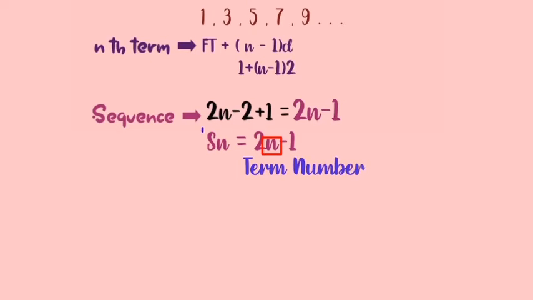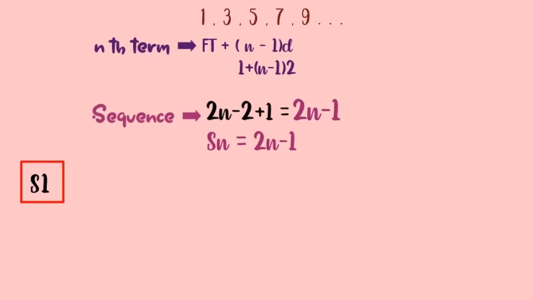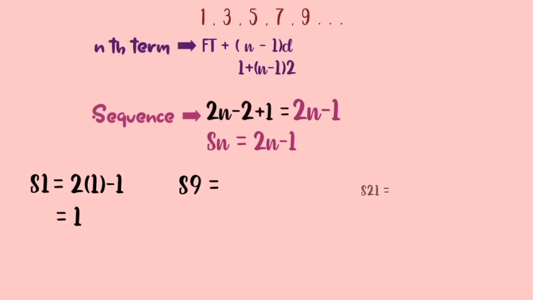If we call this sequence a, the first term of the sequence will be written as a1. So, to find the first term, all we do is substitute 1 in the place of n. We get 2 times 1 minus 1, and 2 minus 1 gives us 1. Now, with this formula, try to find the 9th and the 21st term of this sequence.